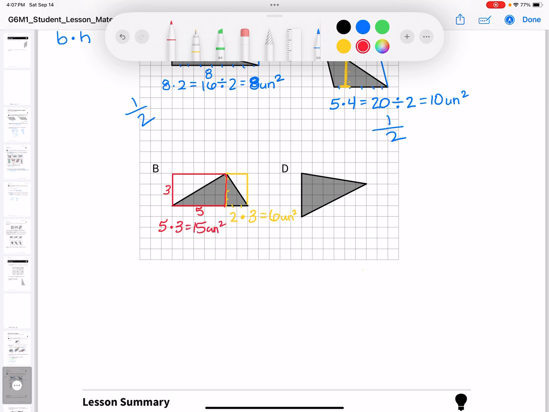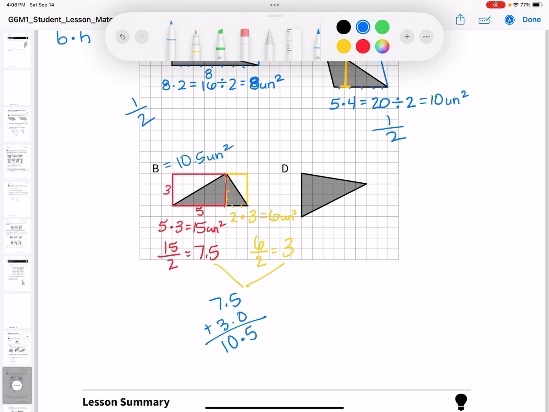But remember, we don't want the whole area of the rectangle. We only want the areas of the triangles. So we're going to do 15 divided by 2, which is 7.5. And we're going to do 6 divided by 2, which is 3. And then we need to add these together because that would make up the whole shaded area. So 7.5 plus 3.0 is 10.5. So the area of triangle B is 10.5 units squared.